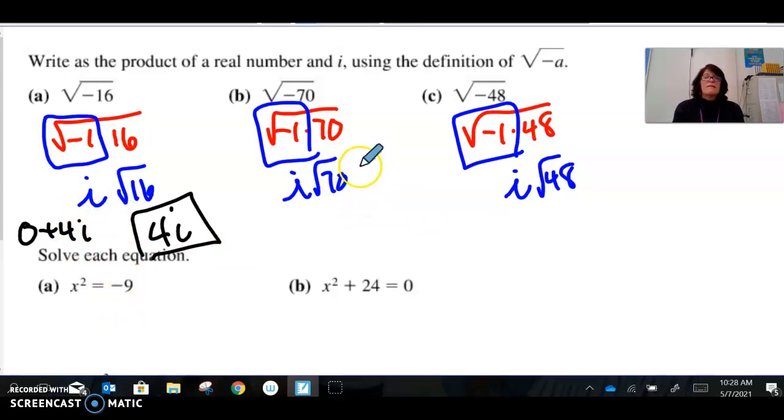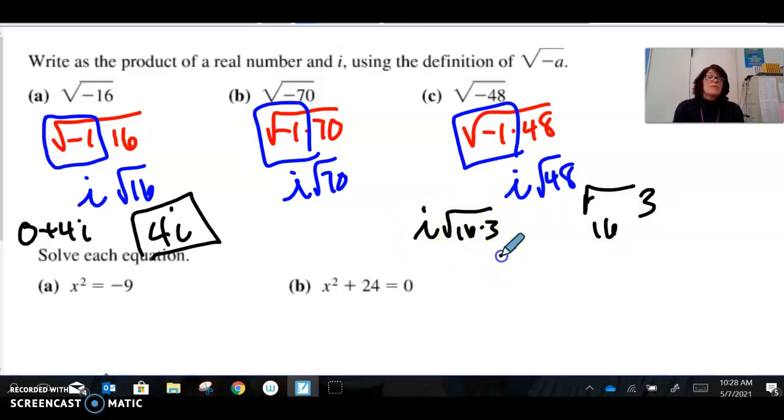70. Ugh, I don't think I can do anything with that, right? It's 7 times 10. 10 is 5 times 2. Yeah. There are no perfect squares as part of 70. I'm going to keep that the way it is. 48, however, is what? 16 times 3? Okay. So I have the square root of 16 times 3, and I can take the square root of 16. It's 4. I'll bring that out with the i, and that final answer is 4i times the square root of 3.